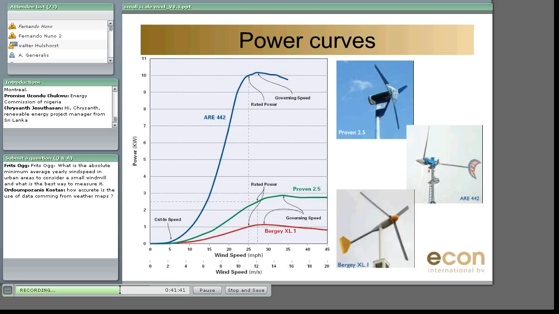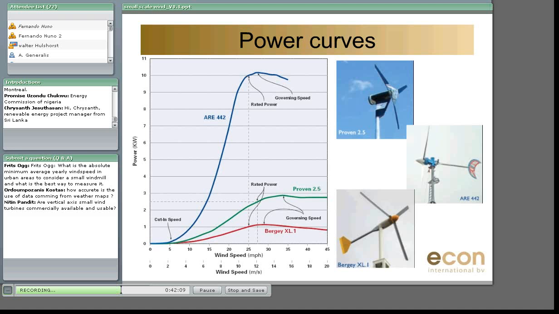The main thing is that if you have data, it should be accurate enough. If you have an error of 10% in your wind speed, then you have noticed that the deviation in your power could be cubical, so it will be 33%. So it should be as accurate as you can get it.